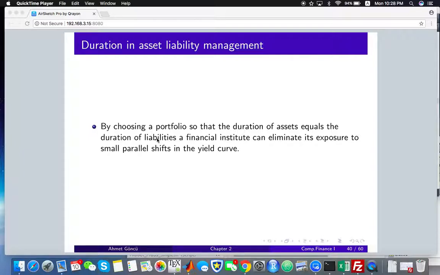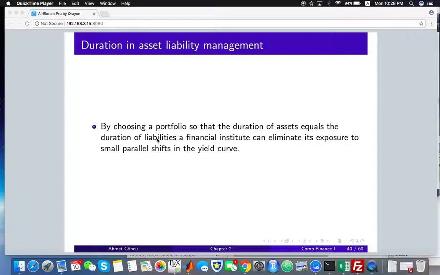Duration is also important when you think about asset liability management, especially in the banking industry. By choosing a portfolio so that the duration of assets equals the duration of liabilities, a financial institute can eliminate its exposure to small parallel shifts in the yield curve.